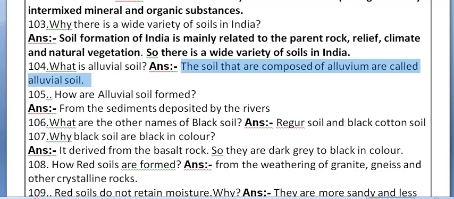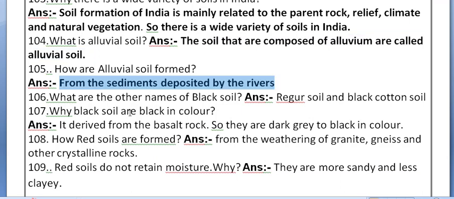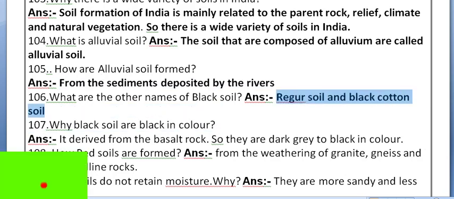What is alluvial soil? The soil that is composed of alluvium is called alluvial soil. How is alluvial soil formed? From the sediments deposited by the rivers. What are the other names of black soil? The other names of the black soil are regur soil and black cotton soil.